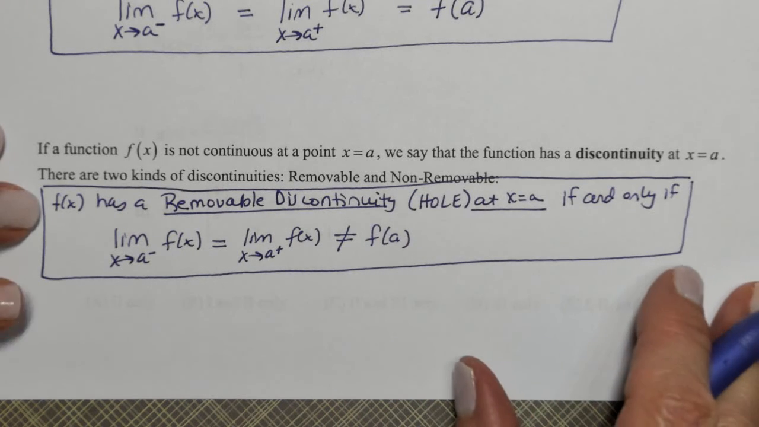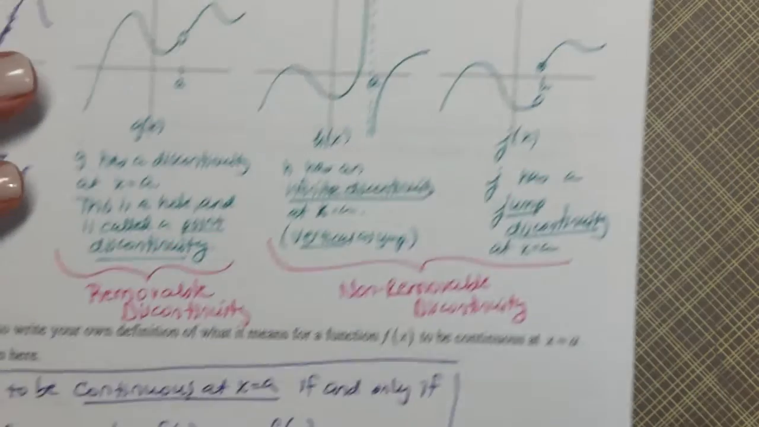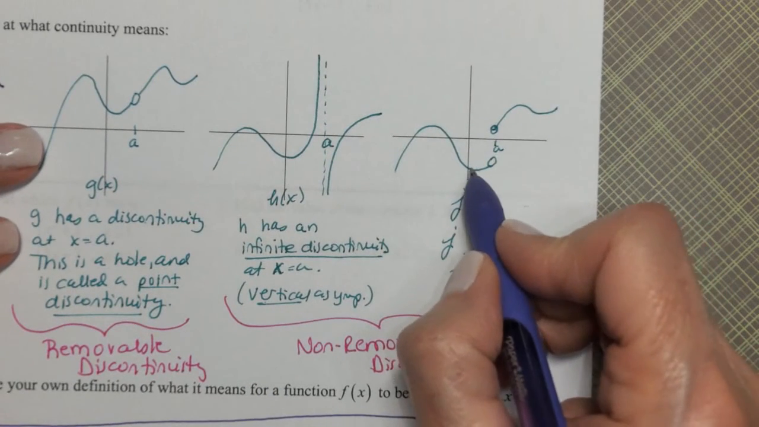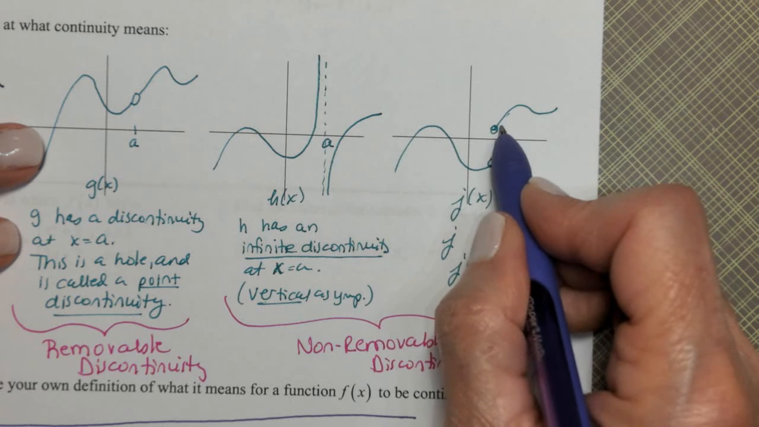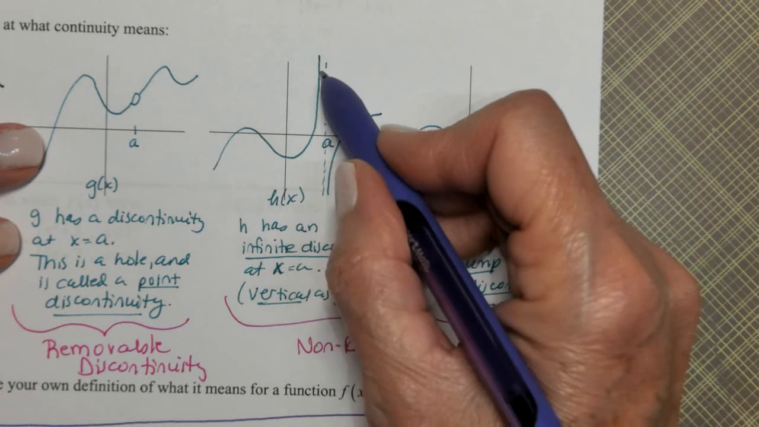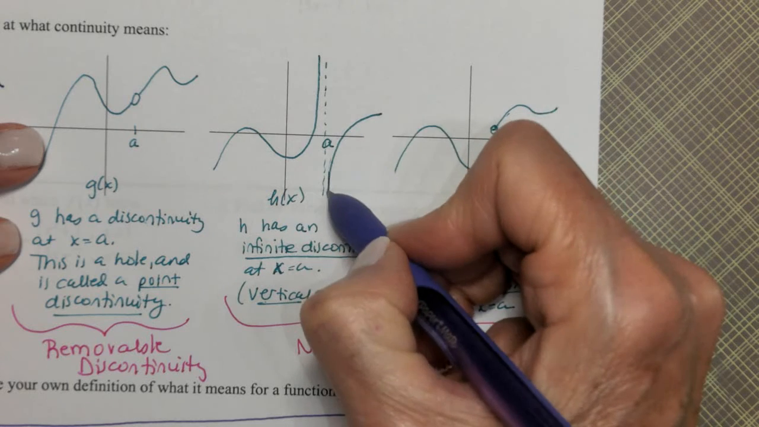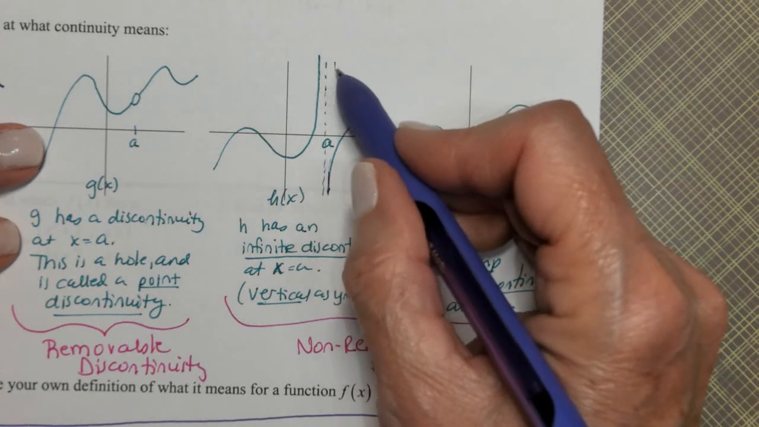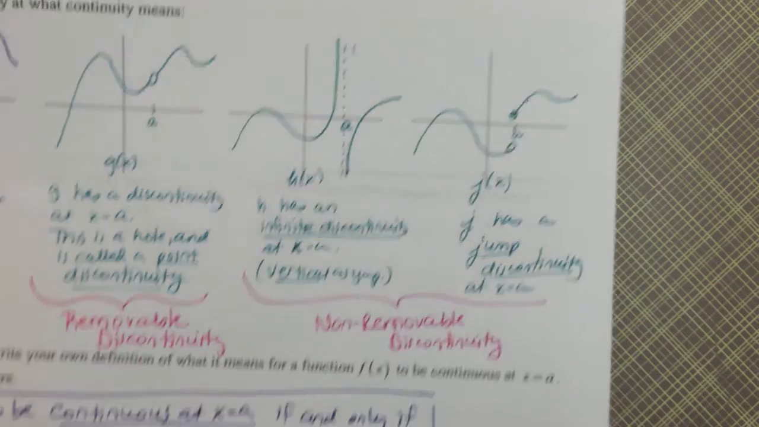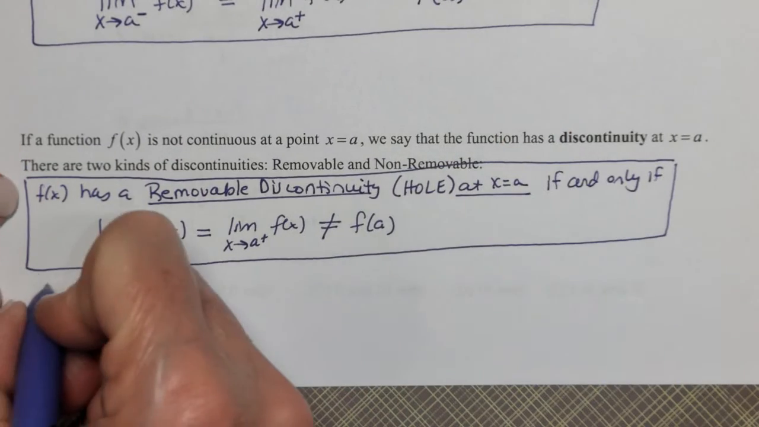Okay, what about the other kind? For the other kind, the limit from the left is not equal to the limit from the right. Even if these were both positive infinity, they would still not be equal. So the limit from the left is not equal to the limit from the right.